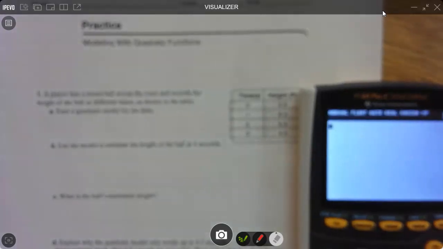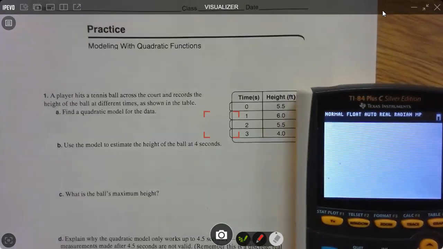So once again, what we want to do with practice modeling these quadratics is use our calculators to help us investigate that data. It says a player hits a tennis ball across the court and records the height of the ball at different times shown in the table.